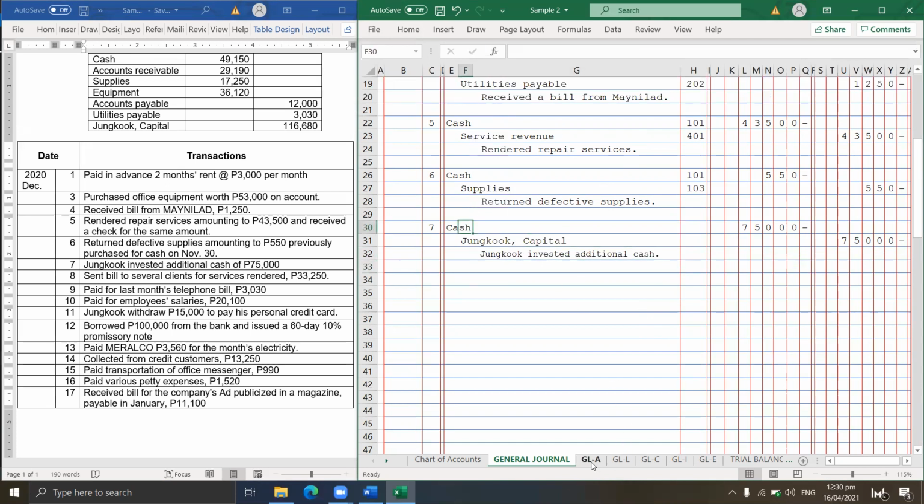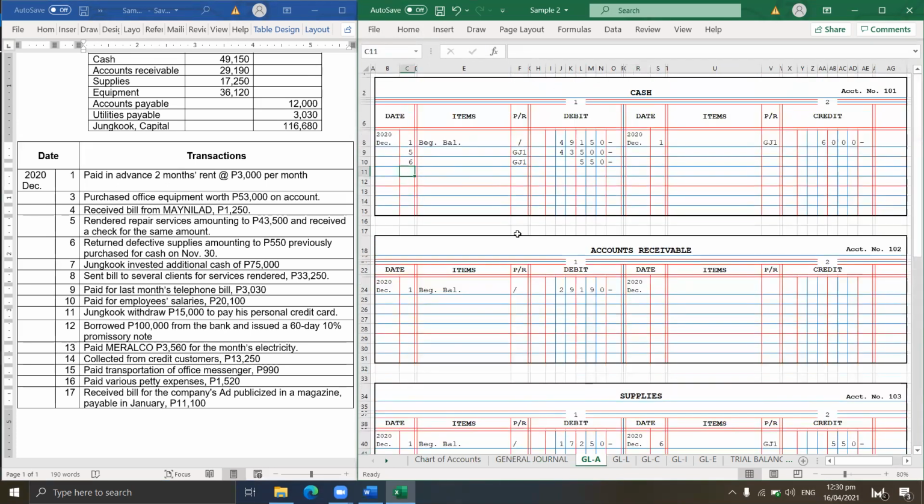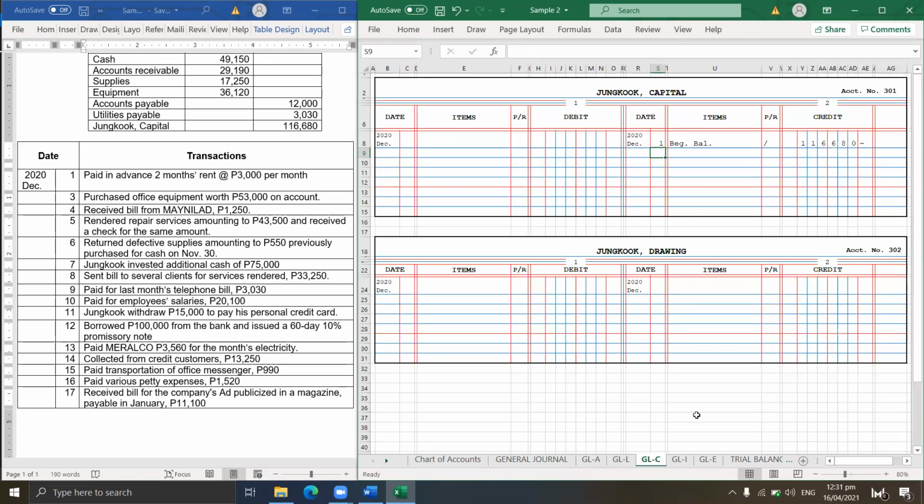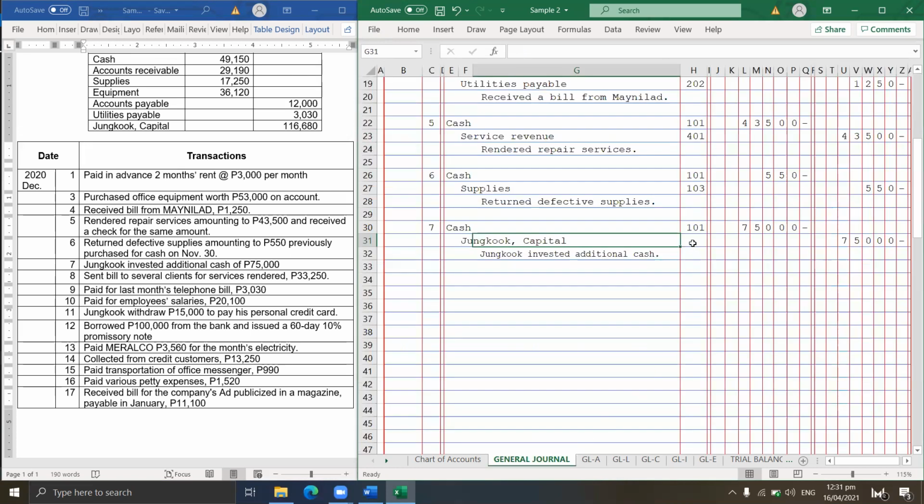So let's now post. Okay? First will be for the cash. So cash will be increased, okay, debited on the 7th. Walang lalagay sa items, it's still GJ1. Then that's amounting to 75,000 pesos. Okay, so balik sa journal para ilagay ang posting reference ng cash na 101. So that's 101. Then for our Jungkook capital, credited 75,000. So post it on Jungkook capital. Okay, December 7. Walang ilalagay sa items. PR GJ page number 1. And then we have a credit of 75,000. Okay, so that's the posting. Balik sa journal para mailagay yung posting reference na 301. So 301, we're done with posting the December 7 transaction.